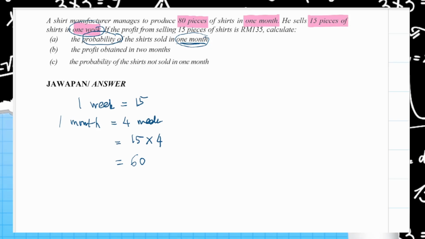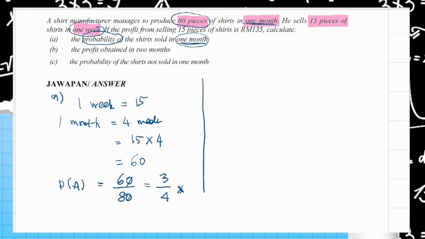Right. Okay, then you have to remember probability must be event over sample space. Okay, so check balik tengok soalan. Dia kata a shirt manufacturer managed to produce 80 pieces in 1 month. So here your probability equal to 60 over 80. Then you simplify. So you will get 3 over 4. Okay. This one for A.